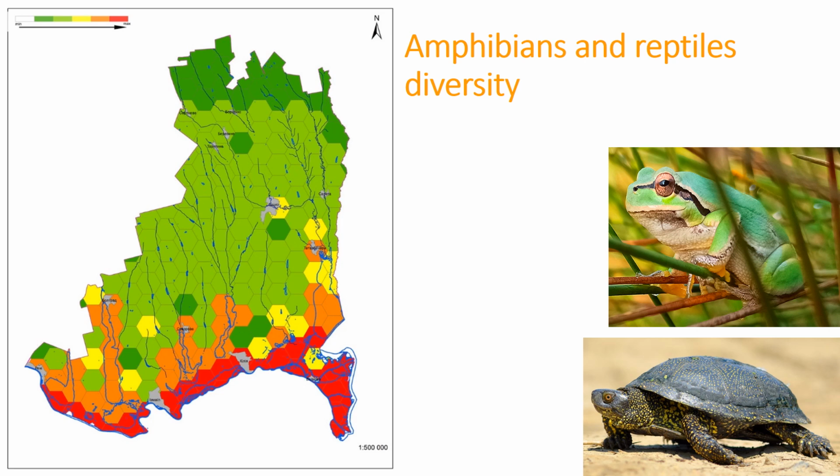Amphibians and reptiles. Suitable habitats for reptiles and amphibians are located not only along the slope landscapes of small rivers, but also along numerous forest belts in agricultural lands.